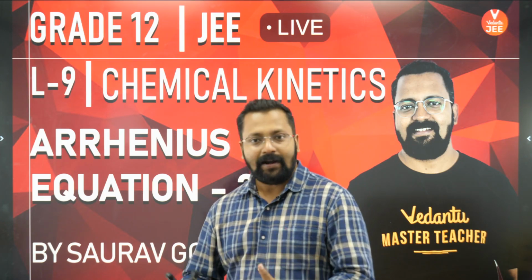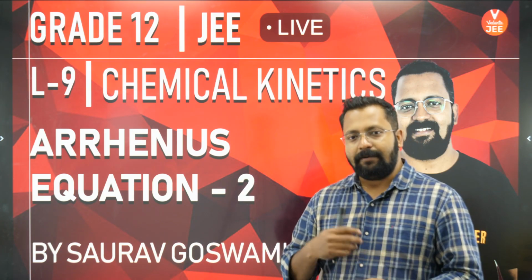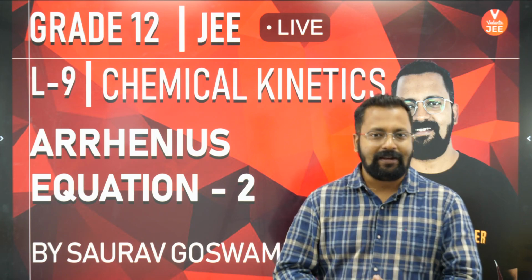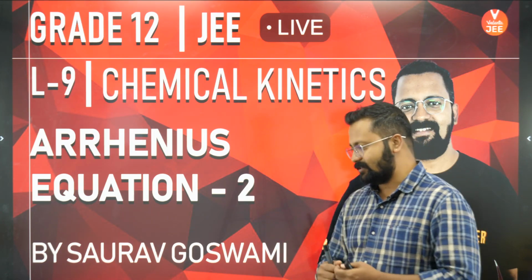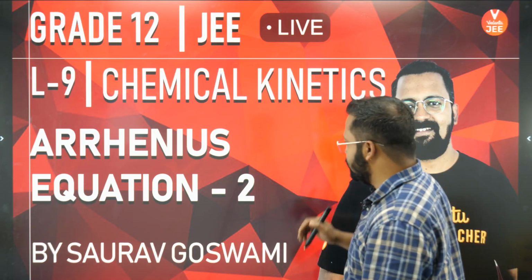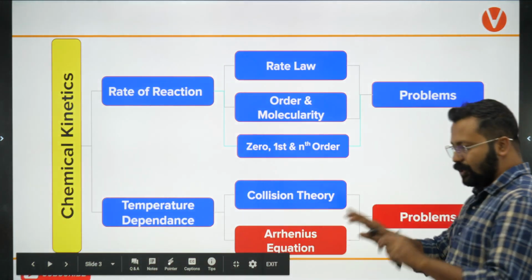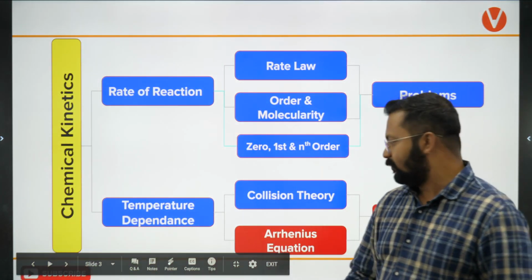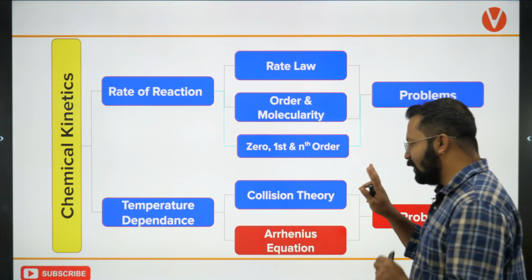We have discussed in collision theory that if we change the temperature, the number of collisions increases and the rate changes. Rate also increases. So in today's session we would be discussing the Arrhenius equation, primarily the mathematical form of the temperature dependence. Collision theory we have finished.